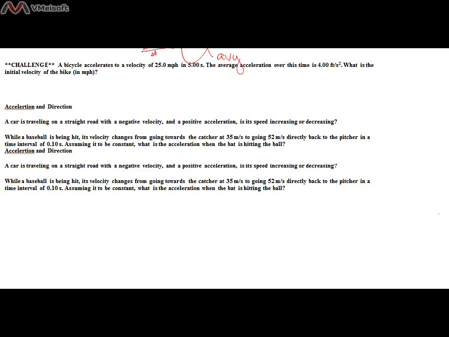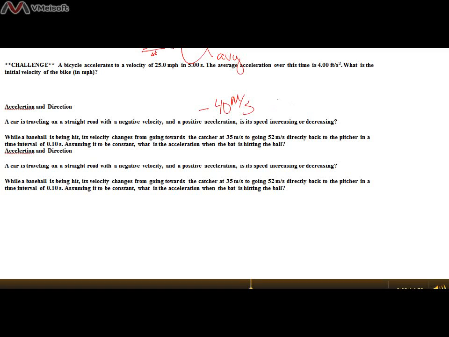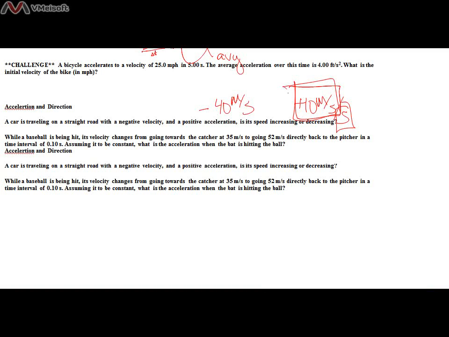All right. Number 4, the car is traveling on a straight road with a negative velocity and a positive acceleration. That means let's say that you had a negative 40 meters per second velocity with a plus 10 meter per second squared acceleration, if it helps you to put in values. Well, that means that each second your velocity is changing by this amount. So after 1 second your velocity would be negative 30 meters per second. After 2 seconds, negative 20. So that means your speed is doing what? You're slowing down.